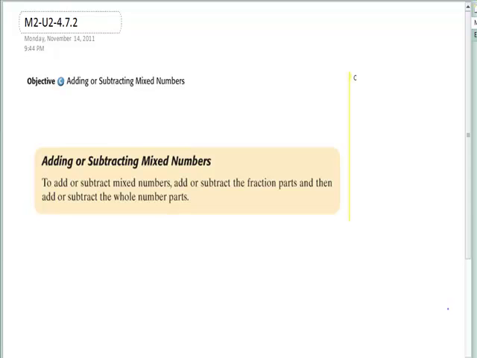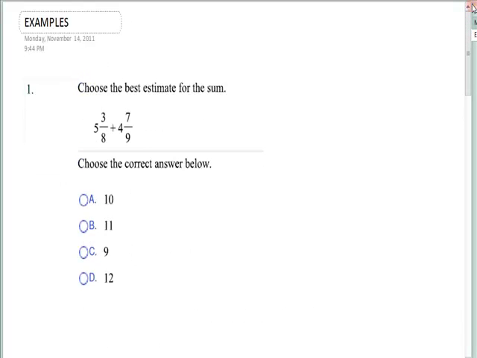This time, we're going to add or subtract mixed numbers. Now, in these problems, I'm going to do each one of the problems two ways. I'm going to do a traditional approach that says you're going to add or subtract the fraction parts and add or subtract the whole number parts, and then carry or borrow as you need to. But I'm also going to do an example where you change them, just like you did in multiplication or division, into improper fractions. So let's take a look at some of these problems.